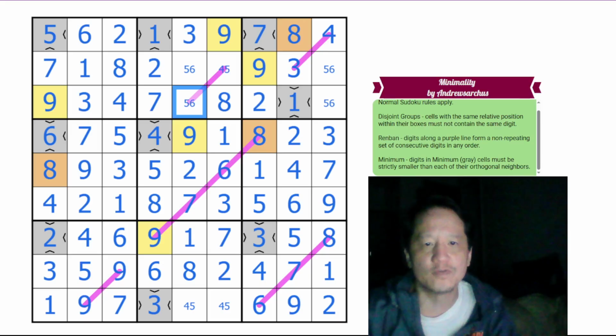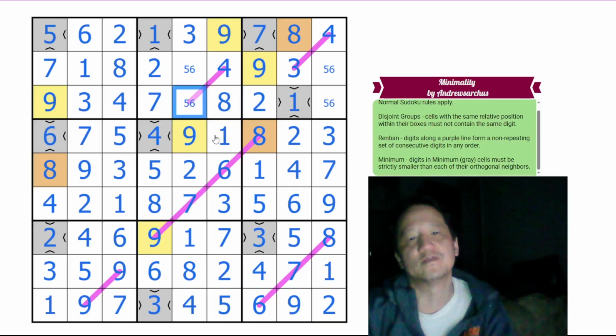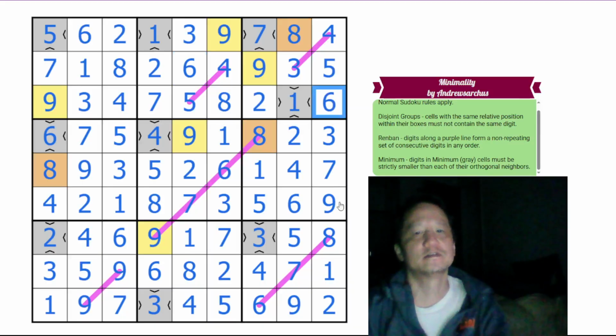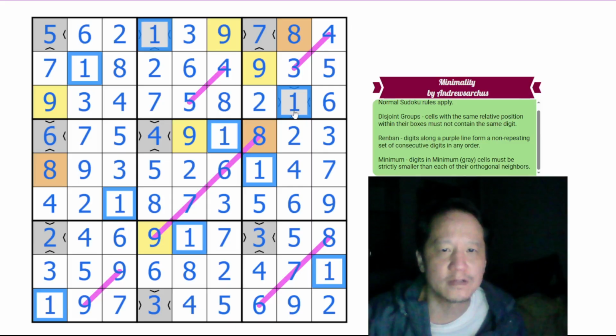4 eliminates 4 here. This is a 5, 6 pair, which eliminates 5 and 6 in the rest of the box. So this is 4, which makes this 5, which makes that 4. 4 is only consecutive with 5 out of 5 or 6. So this is 5, that's 6, which makes this 5 and 6. Oops. I must have messed up. Dang it. Where did I mess up?